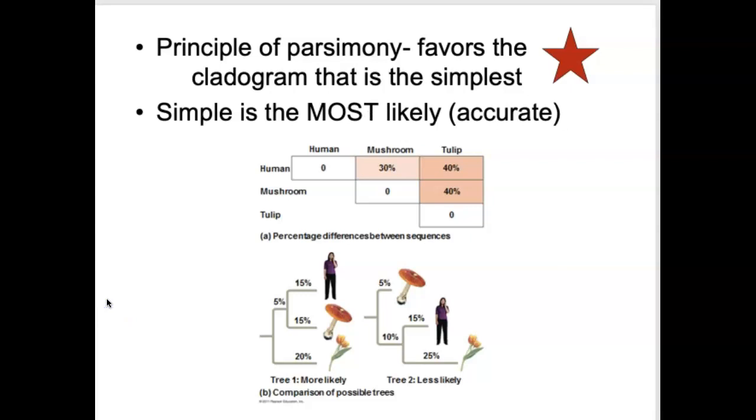What is the simplest explanation? That is the most likely explanation for an event. The most accurate explanation is based on the principle of parsimony. So when we're doing cladograms, go for that. Go for parsimony. Simple is most accurate. Not a guarantee, but if I'm going to base my educated guess on it, I'm going for the simplest explanation. That's a general rule of life. Occam's razor, principle of parsimony, same concept.